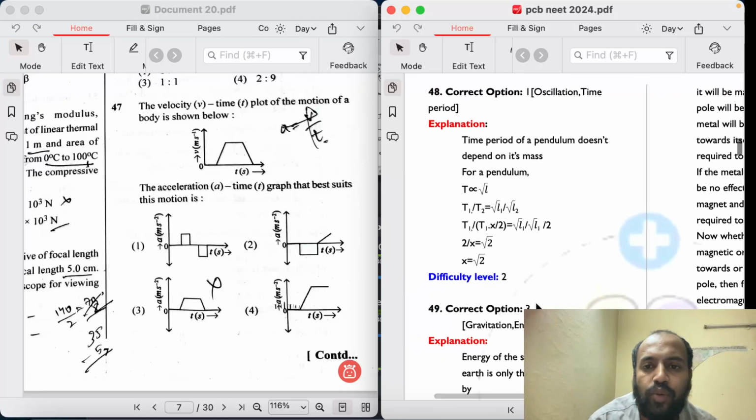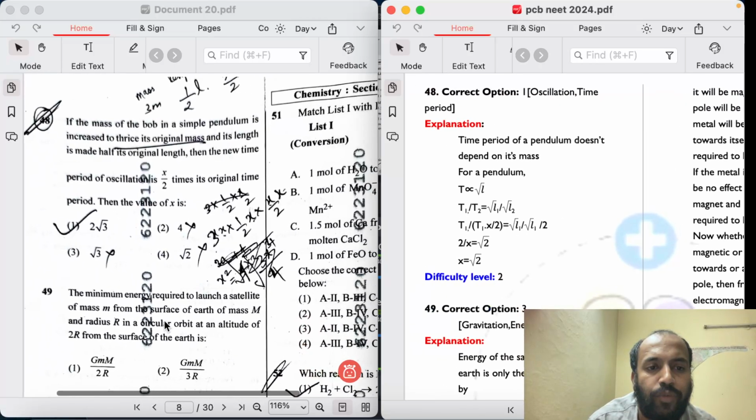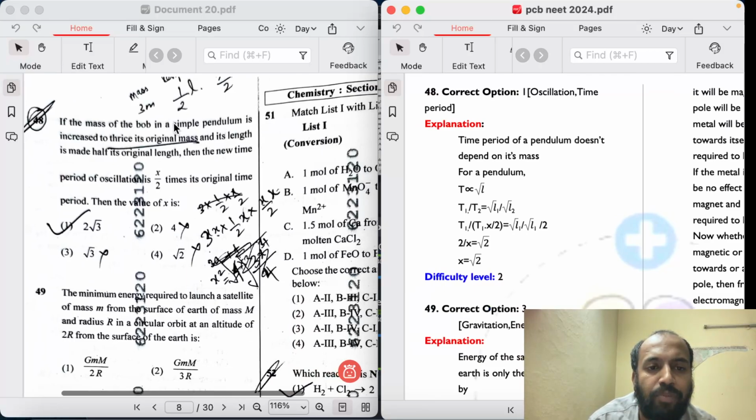Okay, let's go to question number 48. Question number 48 says that if the mass of a bob in a simple pendulum is increased to thrice its original mass and its length is made half its original length, then the new time period of oscillation is x by 2 times its original time period. Then what is the value of x?